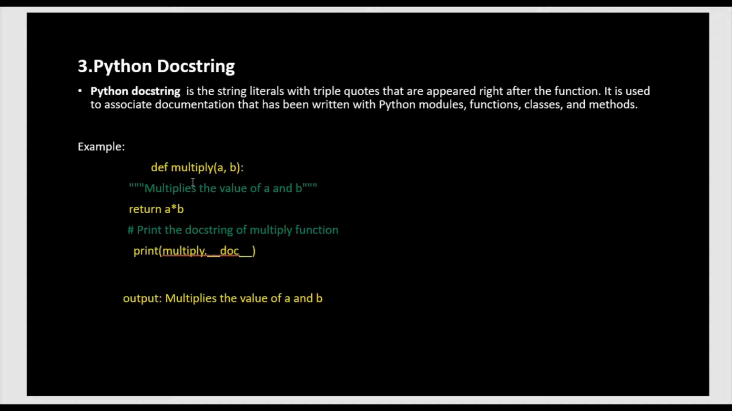So here is the example. Simply, we can say that the docstring shows what exactly the code does. Okay, let's define it: def multiply(a, b), with the docstring "multiplies the value of a and b", then return a * b. Then print the docstring of the multiply function, print(multiply.__doc__). So we get the output: multiplies the value of a and b. This is all about docstrings.